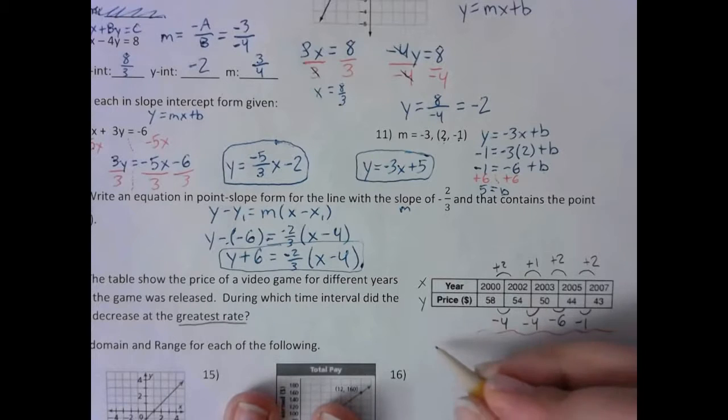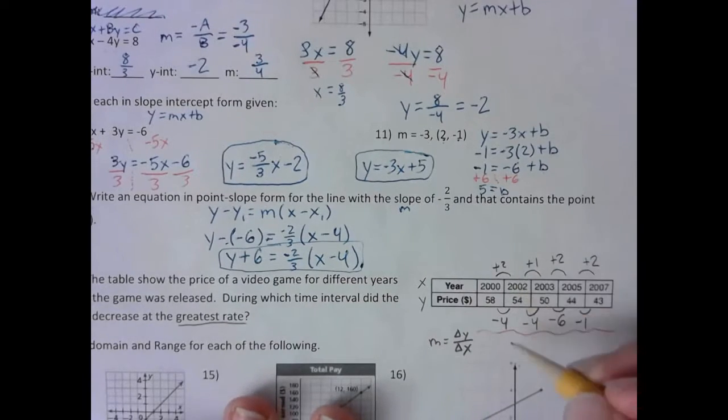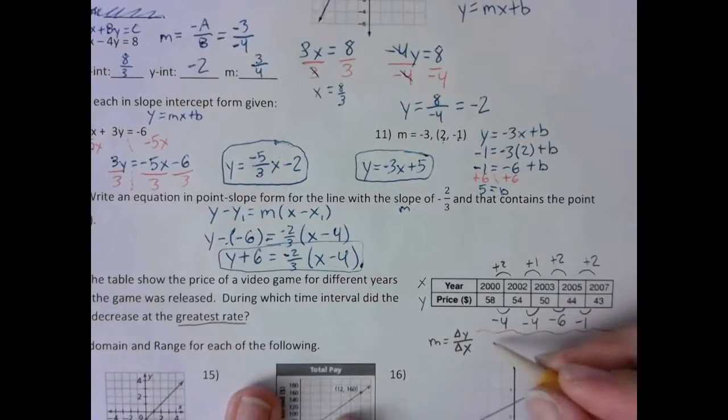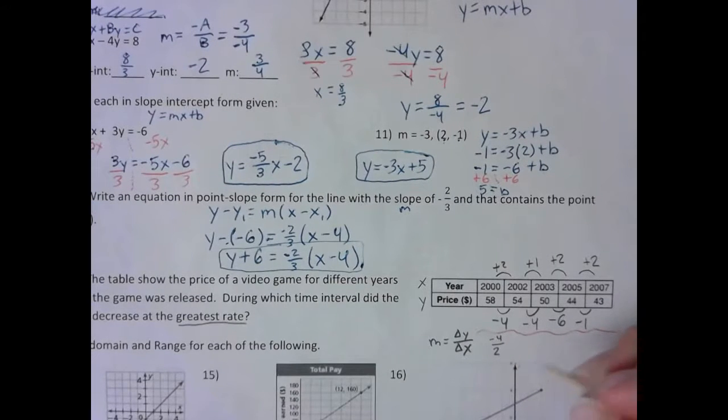And again, remember our slope is the change in y over the change in x. So our first two sets of years, we have -4 divided by 2. Our second one, we have -4 divided by 1. Our third set, we have -6 divided by 2. And finally, we have -1 over 2.